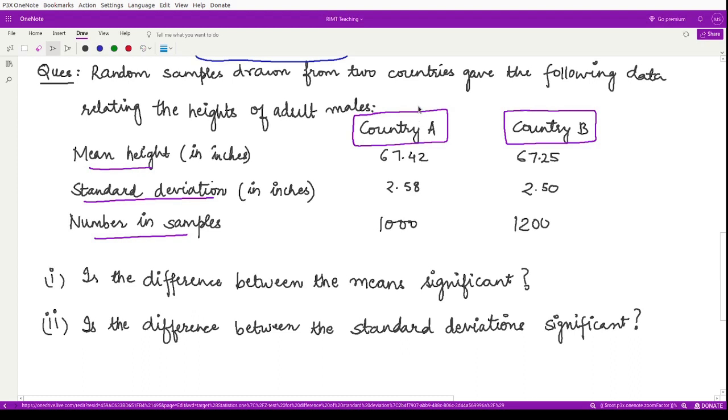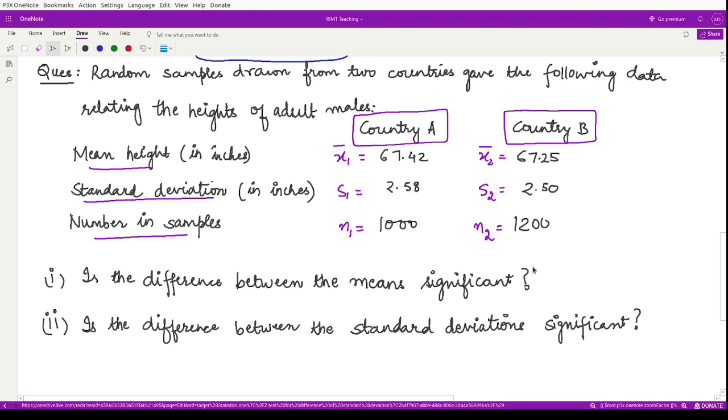Accordingly, this would be your first sample, this country B data would be your second sample. So this would be your x1 bar, this would be your x2 bar, the mean of the first sample and the mean of the second sample. This would be the standard deviation for the first sample, and this would be the standard deviation for the second sample, and this would be the number of elements present in the first sample, and this would be the number of elements present in the second sample.